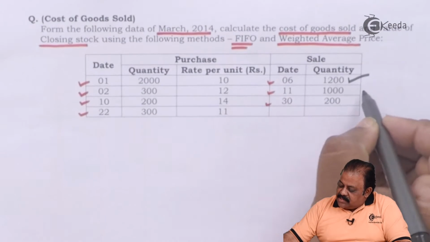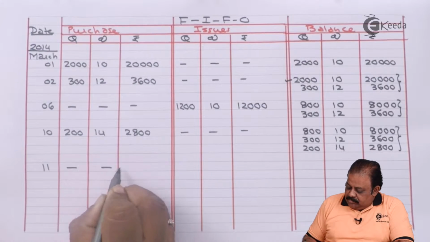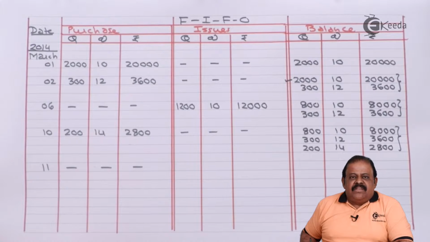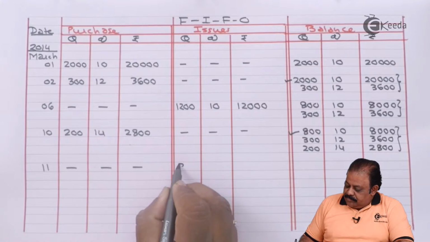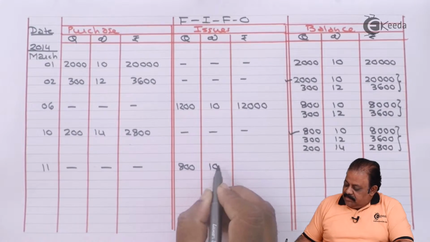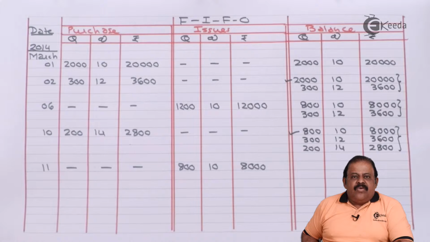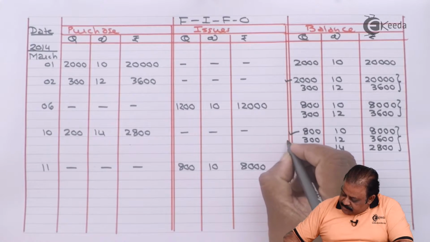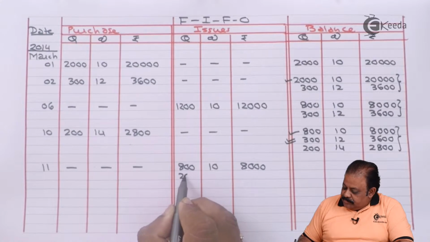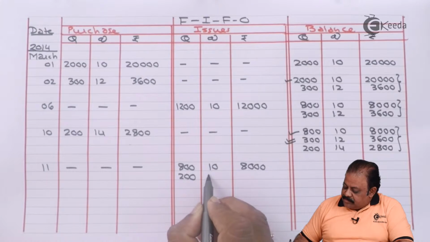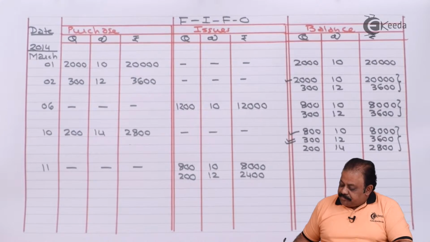On 11th March, there is a sale of 1,000 units. Total sale is of 1,000 units. We'll take 800 units from the first stock. Rate 10, rupees 8,000. Now we'll require additional 200 units that will take from second lot of 300 units. Applicable rate 12 rupees. So it will be 2,400.